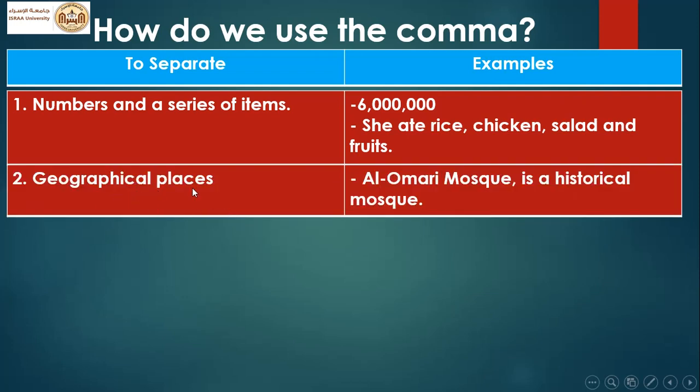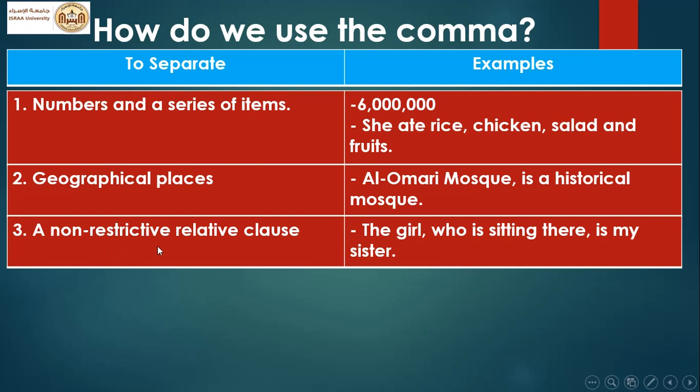Number 2, geographical places. It means that if you want to tell somebody about the place of something or the importance of something that is geographical, you can place the comma to separate the things from each other. For example, Al-Omari Mosque is a historical mosque. Al-Omari Mosque, comma, in Gaza, comma, east of something or a place, comma, and so on. So you separate the geographical places from the other parts of the sentence using the comma.